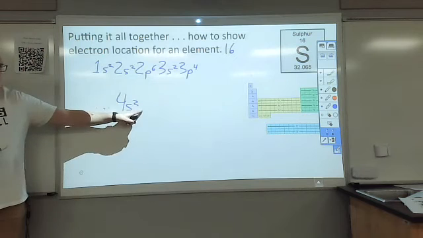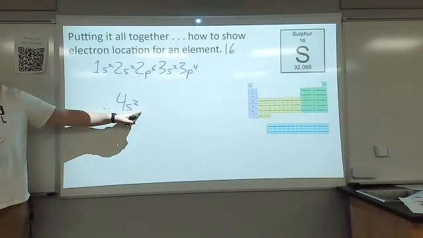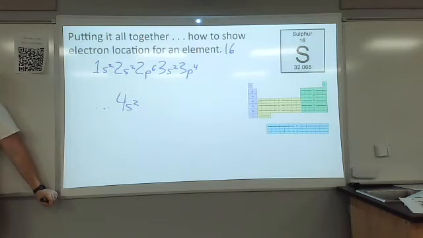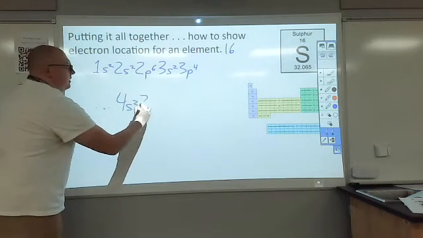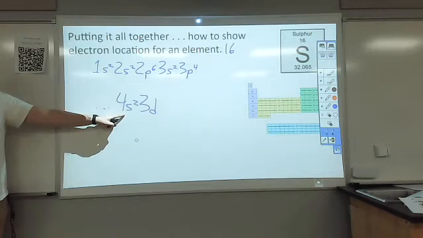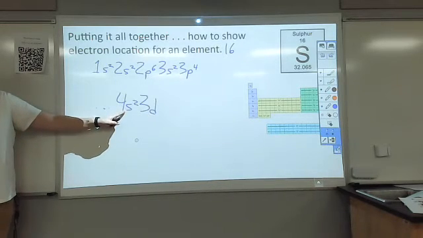Okay, what would I be filling up after that 4s2? It'd be the 3d, right? Not 4d, because I haven't filled up 3d yet. Okay, so this is where it gets a little dicey, because it turns out that the 4s orbital actually is lower in energy than the 3d orbital. That's why it gets filled up first.